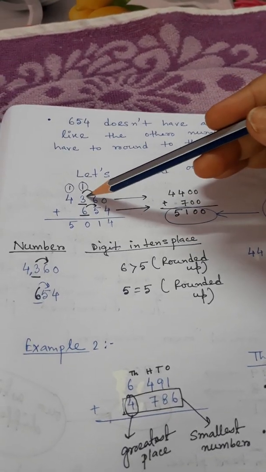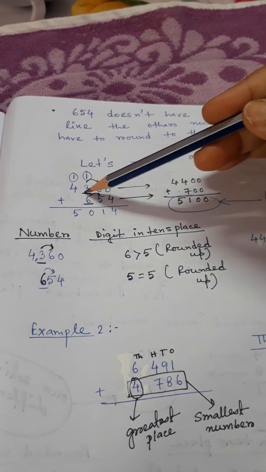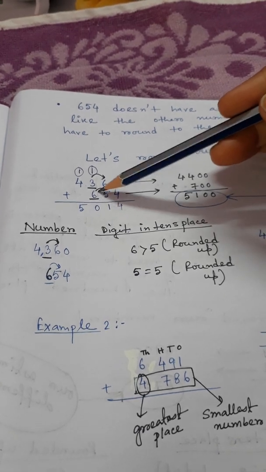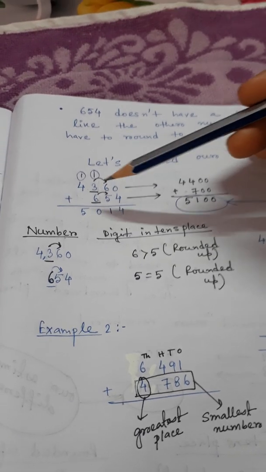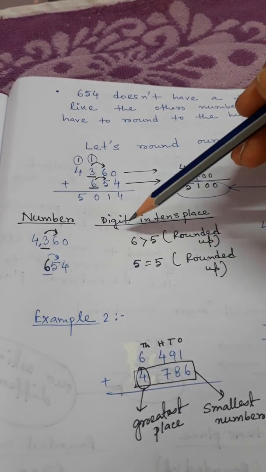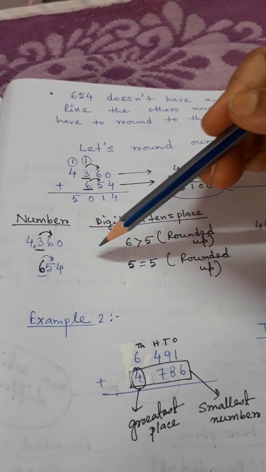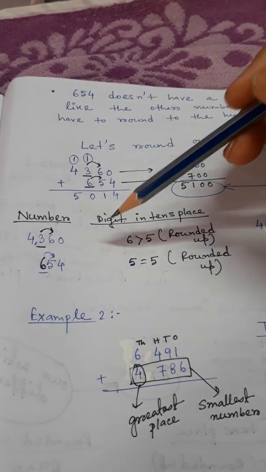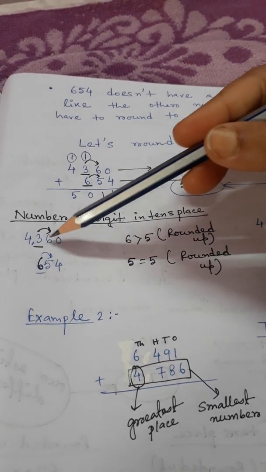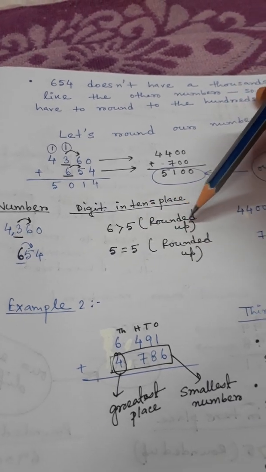See these numbers, 3 and 6. The first number's hundreds place digit is 3 and the second number's hundreds place digit is 6. So how to start the rounding up? Write the number this way and now look at the digit in the tens place. We are rounding to the nearest 100. Nearest 100 means you see what digit is in the tens place. So 6 is greater than 5, so we round up.